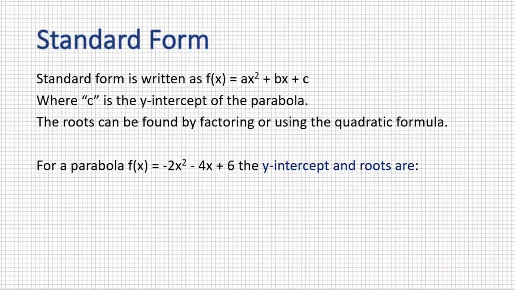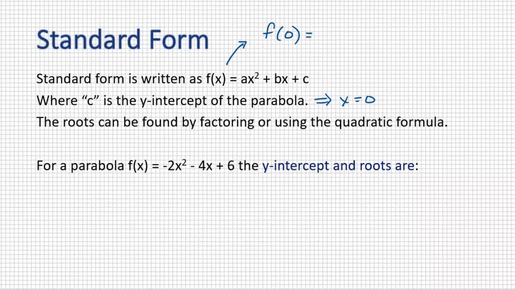A reminder that standard form means that our equation has the form f of x is equal to ax squared plus bx plus c, and therefore c is the y-intercept of this parabola. Why does that happen? Well, the y-intercept happens where x is equal to 0.